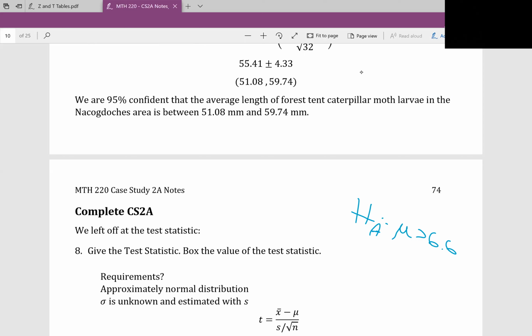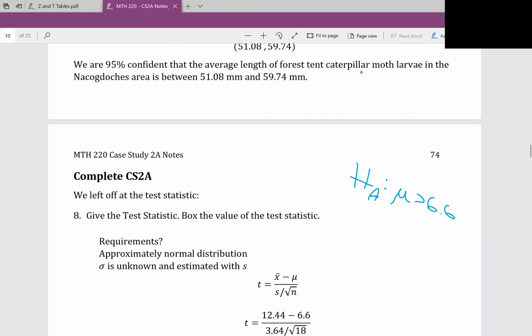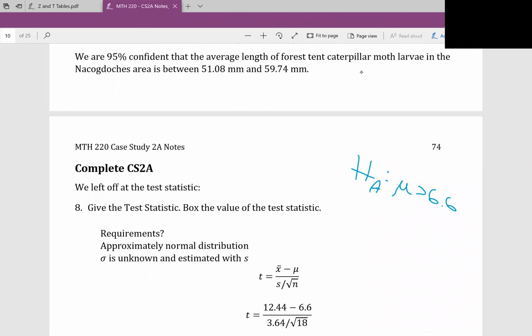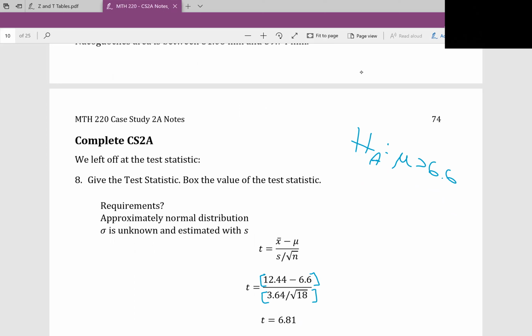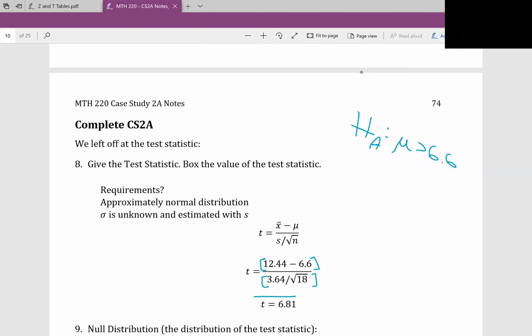Go ahead, plug all those numbers into that T formula, type it in your calculator, and see what you get as your value for T. When you plug those into your calculator, note that you want parentheses around the top and parentheses around the bottom in order to get the correct value. You should hopefully get T equals 6.81. That is our test statistic, so box the value of the test statistic.